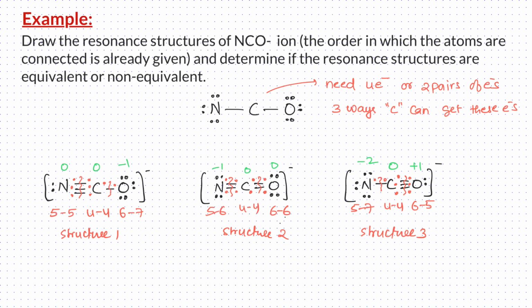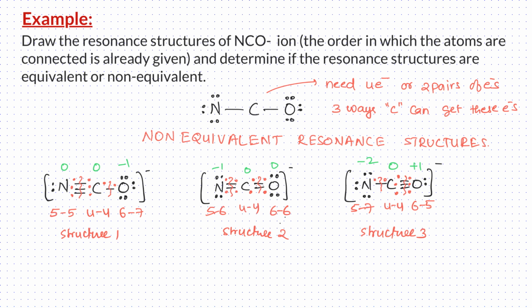As we can see, the distribution of formal charges is completely different. Even though the carbon's formal charge is the same in all three structures, nitrogen and oxygen have three different formal charges in the three structures. Therefore, these types of resonance structures are examples of non-equivalent resonance structures.